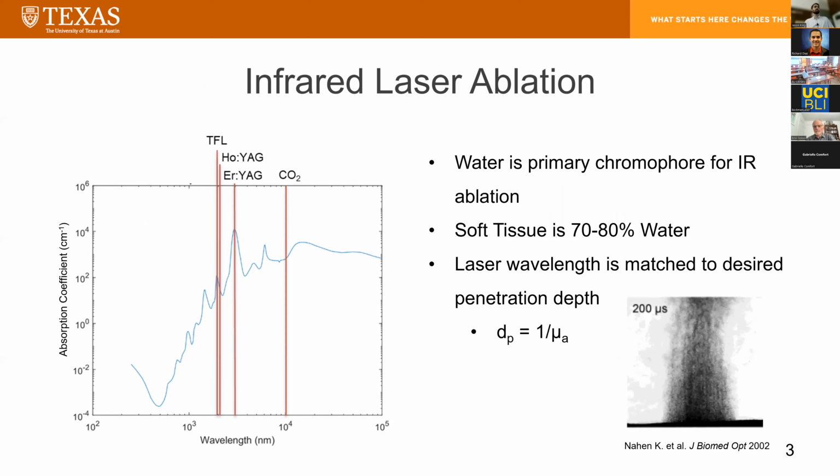And these lasers in the infrared region usually target water as the primary chromophore. So here we have a plot of the absorption of water versus wavelength, and the red lines highlight infrared lasers that are used for surgery. And the wavelength or the laser you pick will depend largely on the penetration depth that you're looking for. So penetration depth is inversely related to the absorption coefficient, as the absorption is strongly dominant over scattering at these wavelengths.